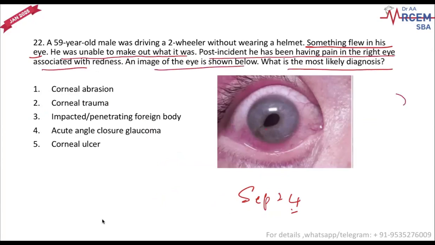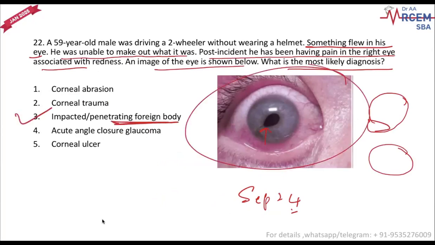In the image, the pupil is uniform, but you can see on one side here it is not uniformly round. This is suggestive of a penetrating foreign body which has gone in. It's a classical image. Twice they have asked, they might ask you further.